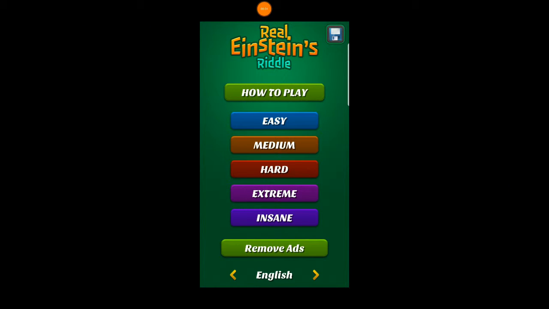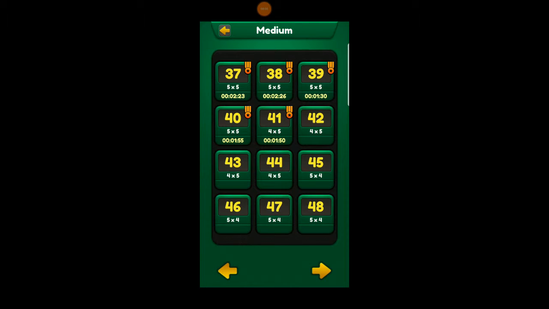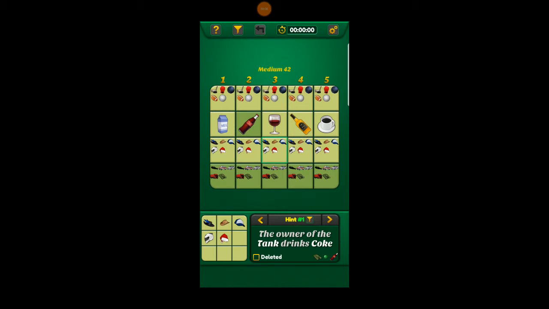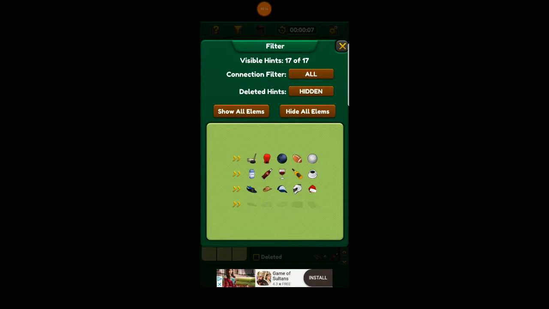Today we're playing real Einstein's riddle. We'll play medium board. Let's do 42. Okay, you see how the second row is all done with the drinks. We'll go up here and touch the weird symbol and get rid of all the hints except for the drinks to make it easier to narrow down what we're looking at.